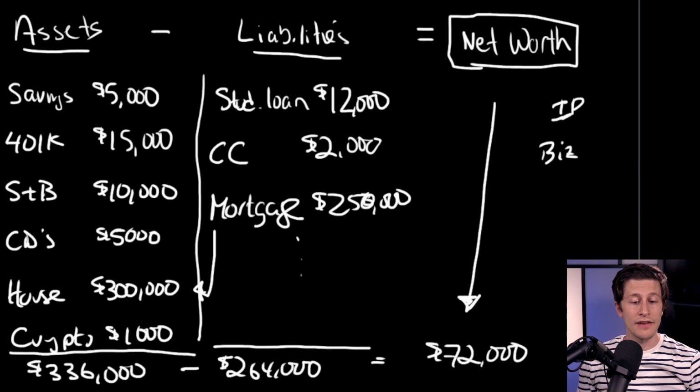You can have a negative net worth, certainly. Imagine that your student loan was 120,000. Then that would make your total liabilities 372, and then you would be negative. Okay, so you could certainly have a negative net worth.